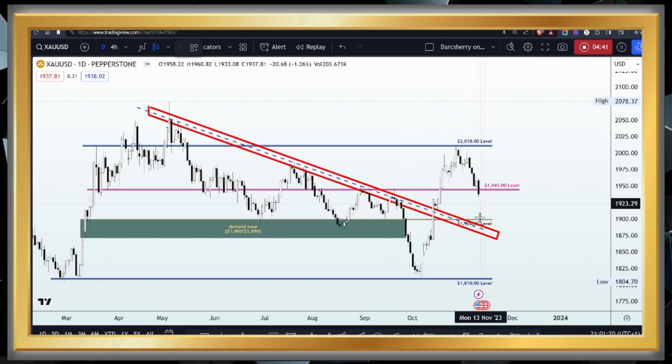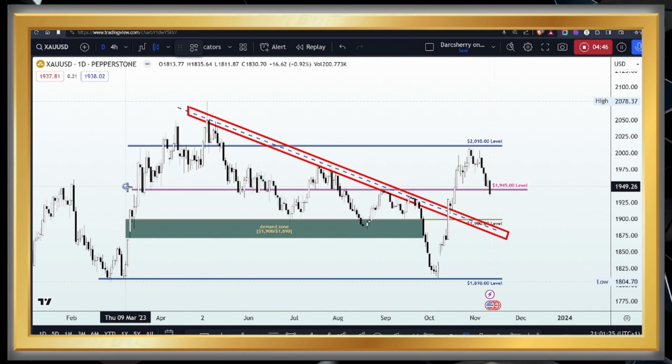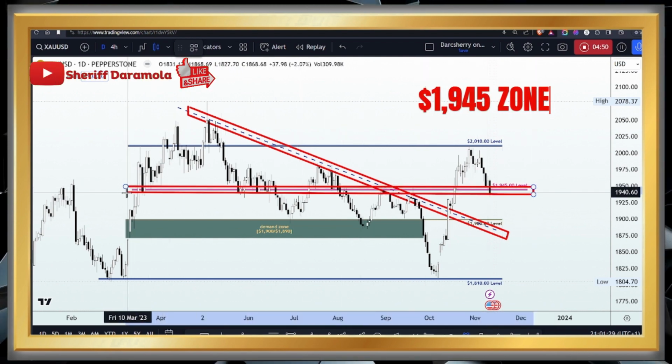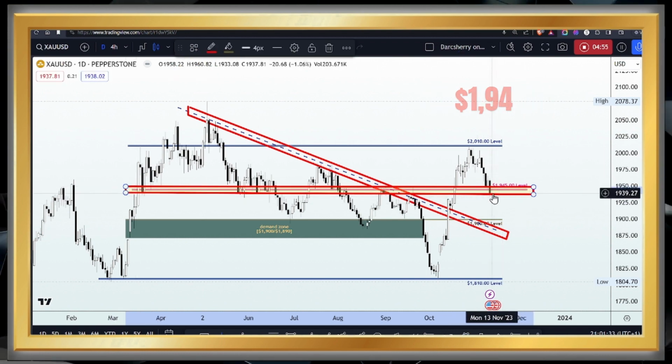So at this point in time, we are at a crucial juncture in the market where I have my key level situated at the 1,945, and it appears we have price action breaking down that key level a little bit on Friday.